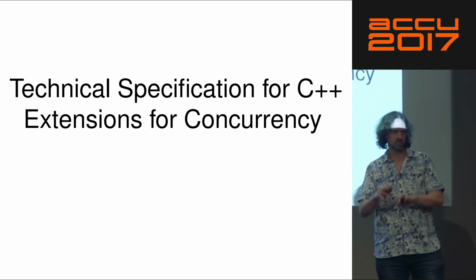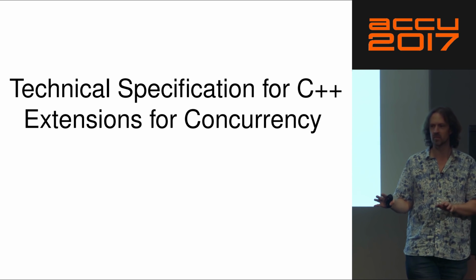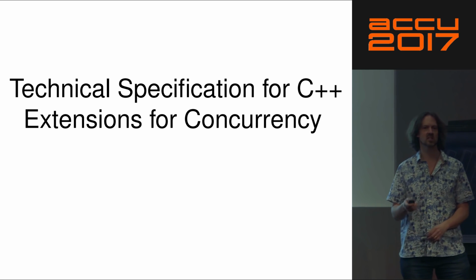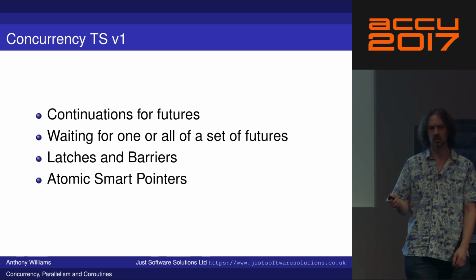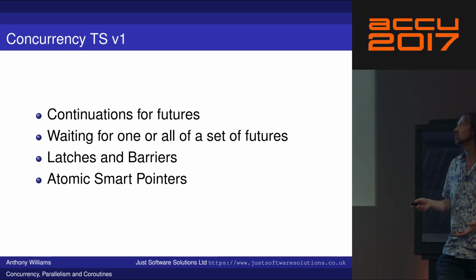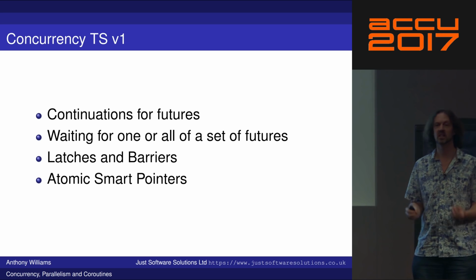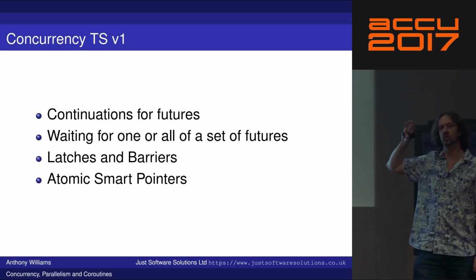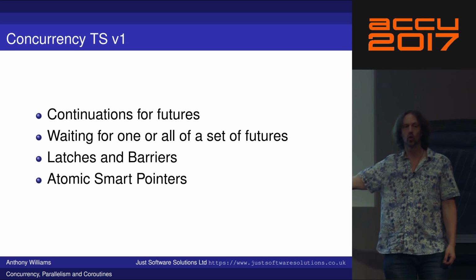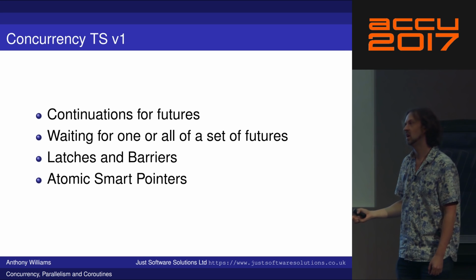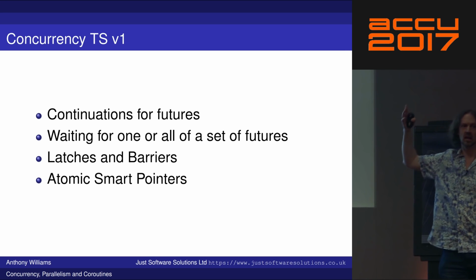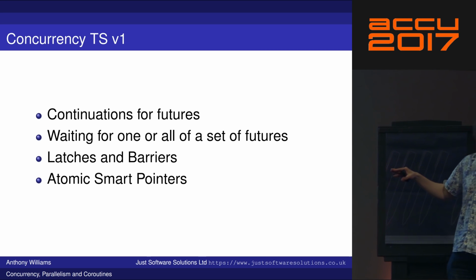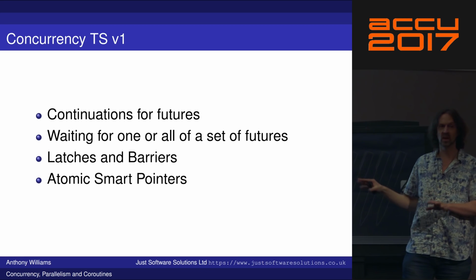Okay, so leave coroutines aside for a bit, and now we'll talk about the C++ extensions for Concurrency TS. This provides a number of things. Big thing for today's talk, continuations for futures. We've also got things that are going to wait for one or all of a set of futures, or latches and barriers, which are great synchronization mechanisms, but I'm not going to talk about them in any depth today.